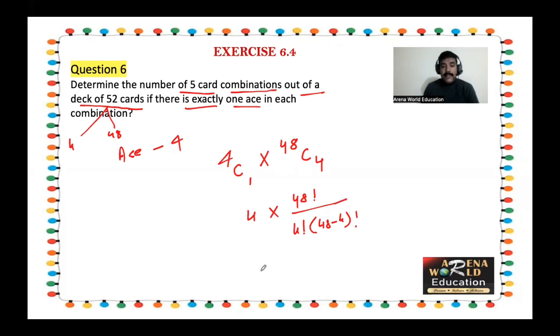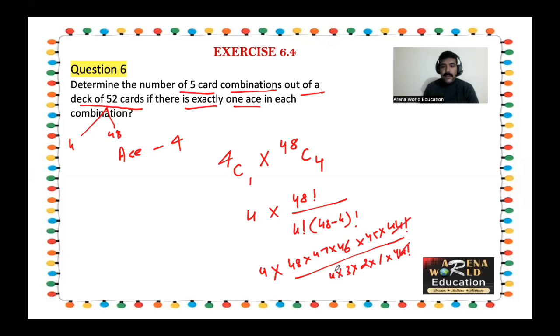So now I think easily you can solve this question. 44 into 48 factorial. Look at this one. This is 44. So we will open this till 47, 46, 45, then 44 factorial. And this will be 4 factorial. So this will be 4 into 3 into 2 into 1 into 44 factorial. So this will be gone.